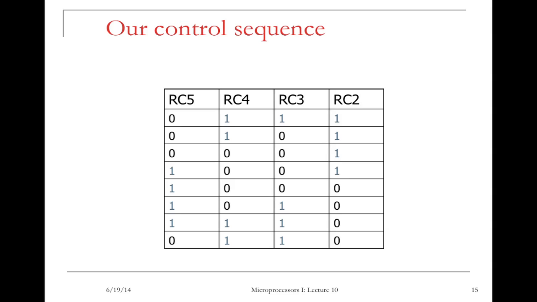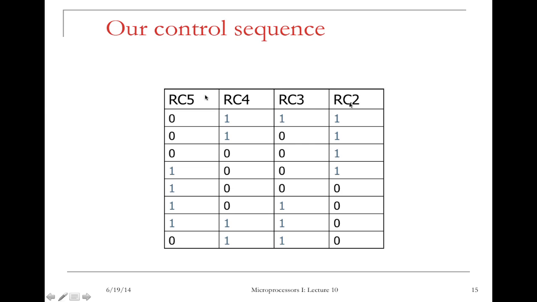And that translates to the control sequence. This 0, 1, 1, 1 and 0, 1, 0, 1, these are the control bits we will need coming out of the PIC microcontroller. In the top row here, this RC5, RC4, RC3, RC2, this is to say that we're going to use port C of the PIC microcontroller. This RC means the port C.